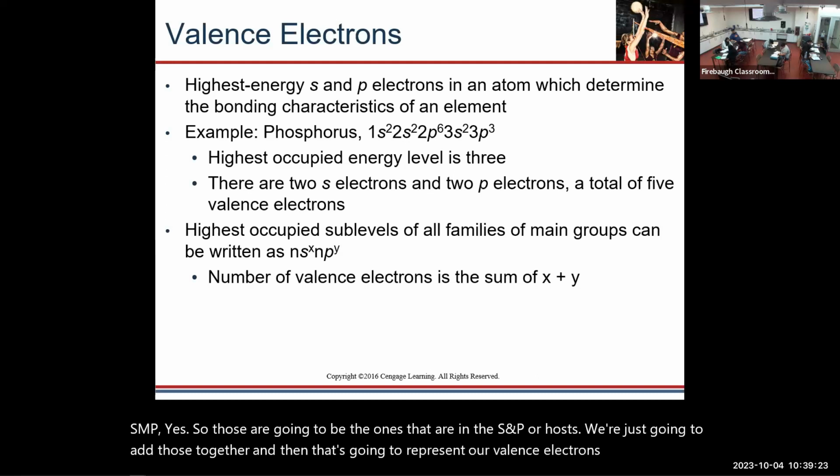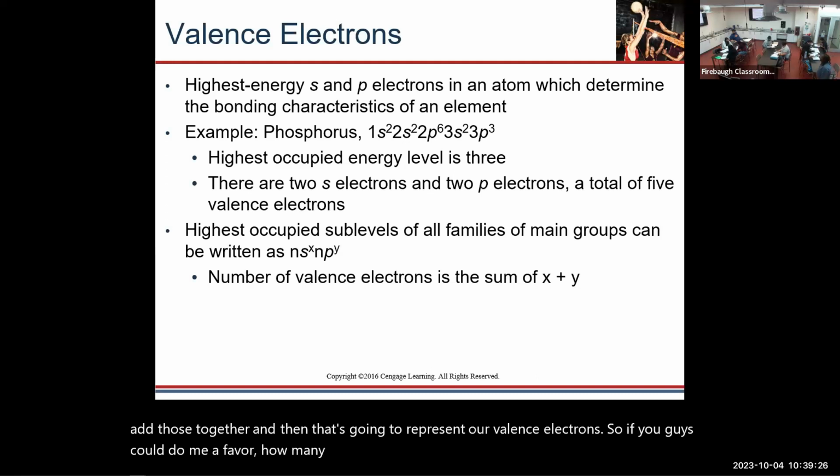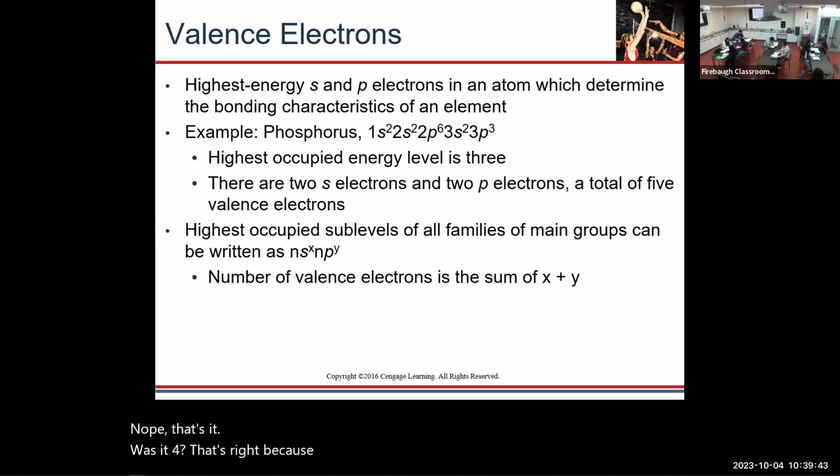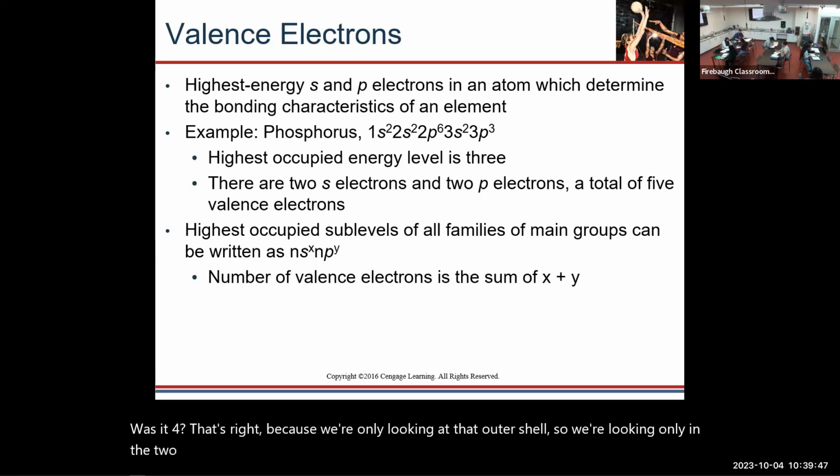So if you guys can do me a favor, how many valence electrons does carbon have? If we're just looking at the s and the p in that outer shell. Was it? 4, that's right. Because we're only looking at that outer shell. So we're looking only in the second period, right? This is carbon in the second period, right?